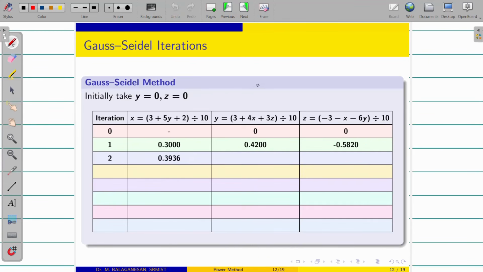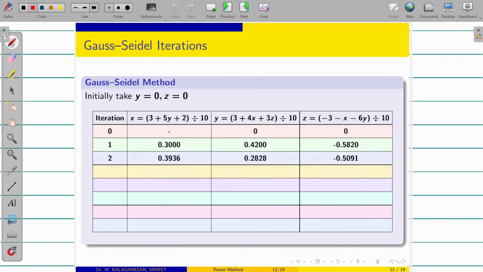Now come to y. To find y, what are the values I have to apply? X value, z value. What is the recent x? Is it there? Yeah, it is here. Recent x and the recent z. These two values you have to take to apply this. But what we will do in Gauss Jacobi, this x and this z only we will take. In Gauss Jacobi, old iteration values we will take. In Gauss Seidel, what should it be? New iteration values or the recent iteration values we will take. That is the major difference here.